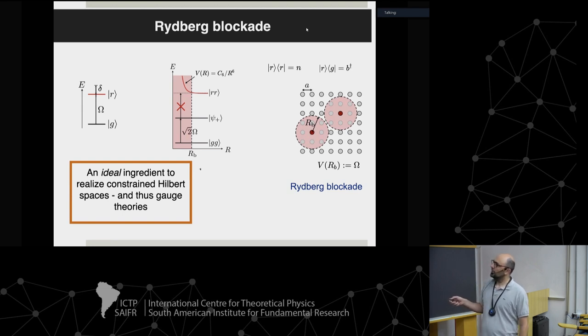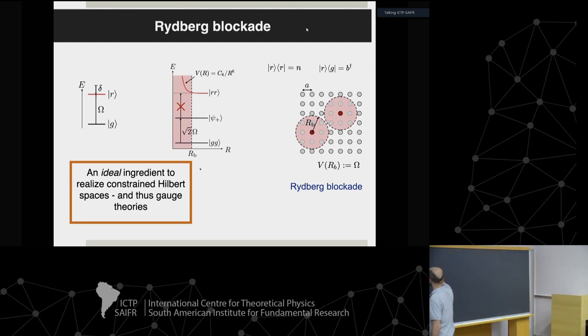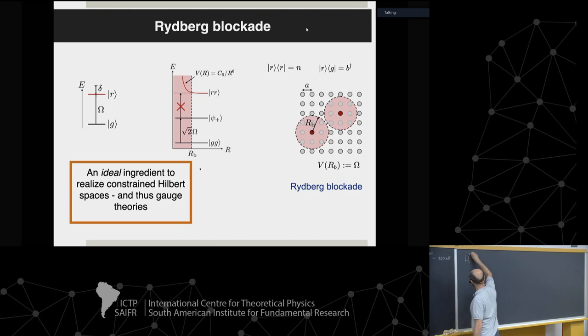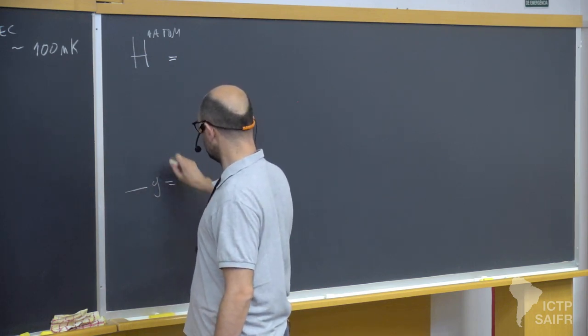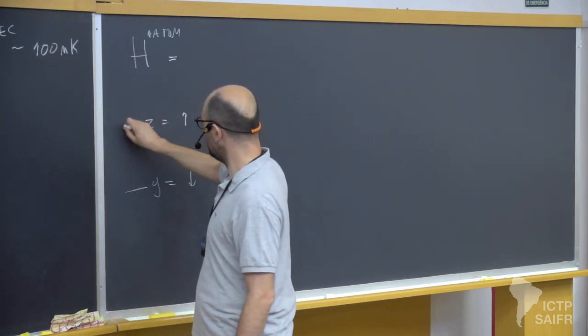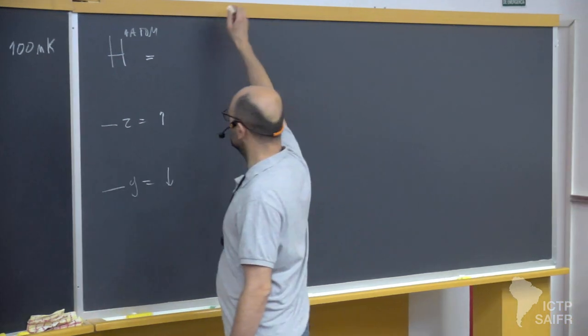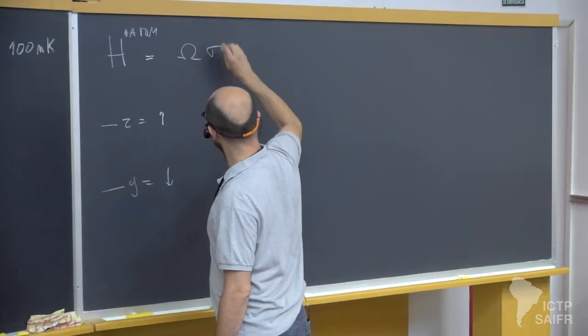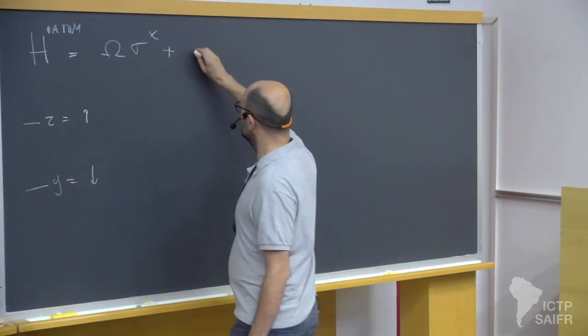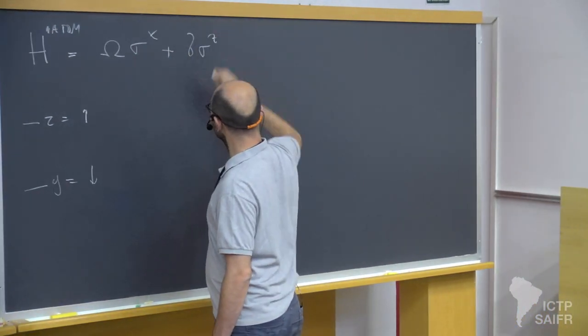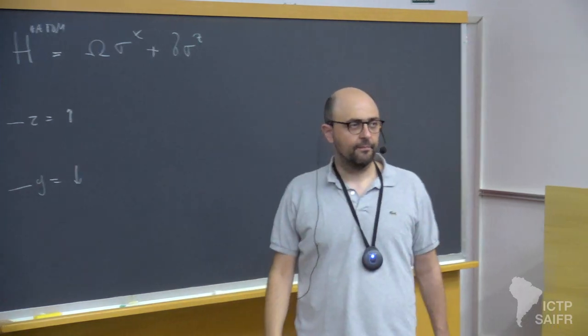Okay? Now, for a single atom, the Hamiltonian is very simple. One atom. You can write this as a spin system where the ground state is equal to our spin down and the Rydberg state is equal to our spin up. And then the corresponding Hamiltonian will be sigma x times omega plus delta times sigma z, up to some constants. Okay? This is really the Hamiltonian of a single Rydberg atom.